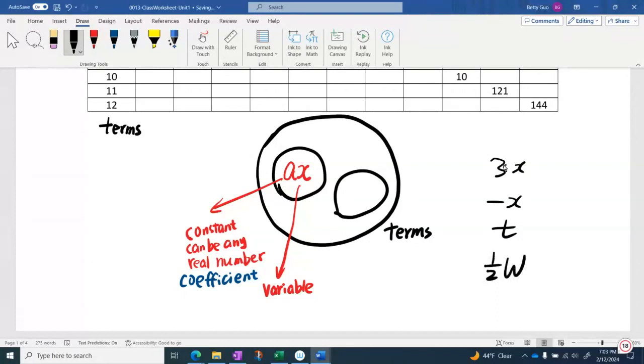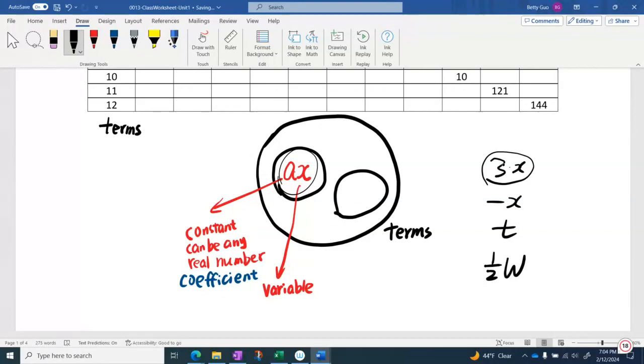All right, so 3x is a term. It belongs to this type because it has two parts, a coefficient and a variable. The number here is 3. 3 is the coefficient of the term.